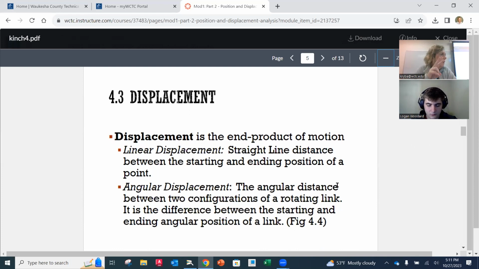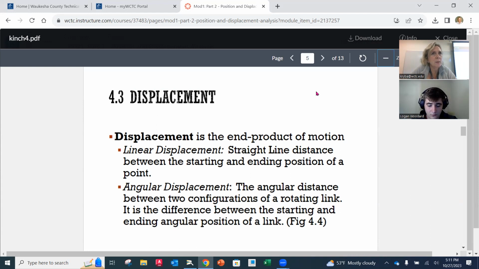Now there are two different types of displacement that are going to be defined. One is going to be linear, and linear just means the straight line motion, the difference between the furthest point to the closest point. And that displacement is simply how far did we move.